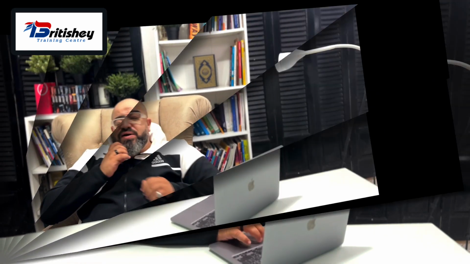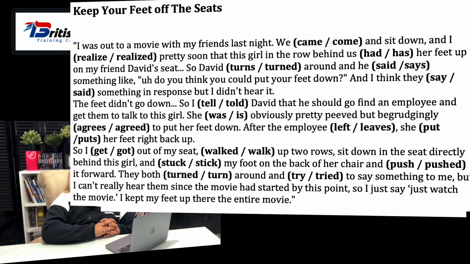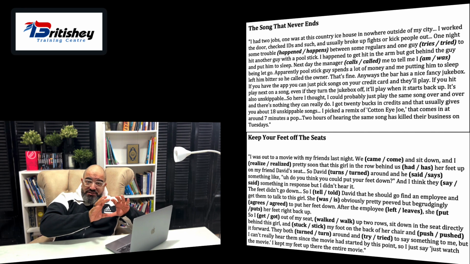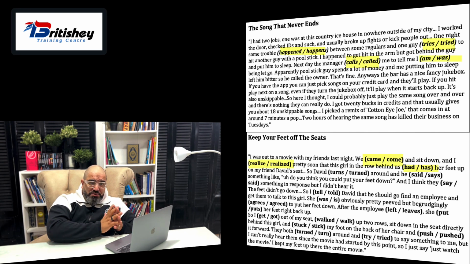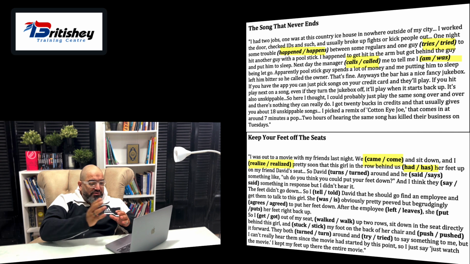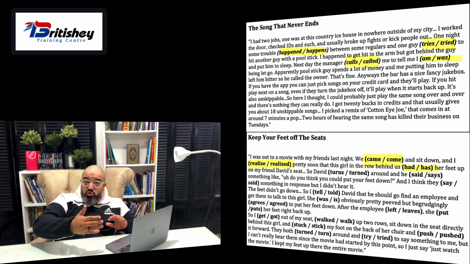Now, as you see in my highlighting stage, I went to my stories, and whenever I see a present simple used, I put another option, which is past simple. So look at this, for example. One night, some trouble happened, happens. One guy tried. Next day, the manager called.